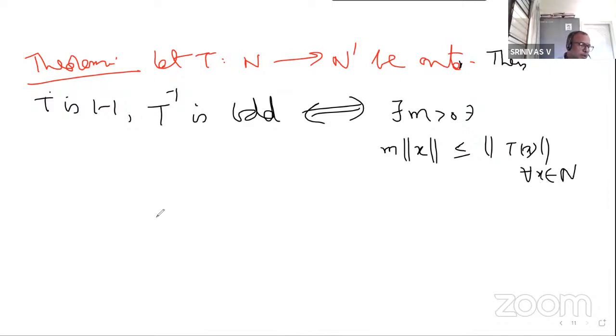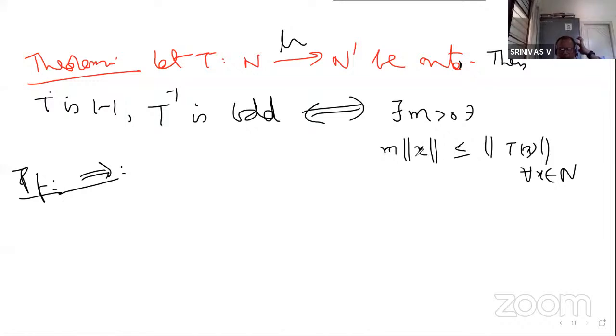Let N and N dash be normed linear spaces and T be a linear map onto. Then T is 1 to 1 and T inverse is bounded if and only if this happens. Let us prove this. I start with this part. Let me assume T is 1 to 1 and T inverse is bounded. I'll obtain this.